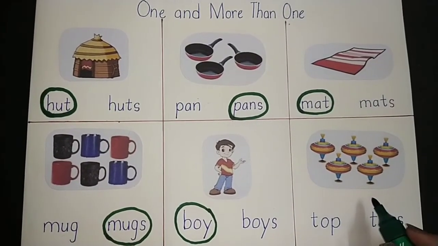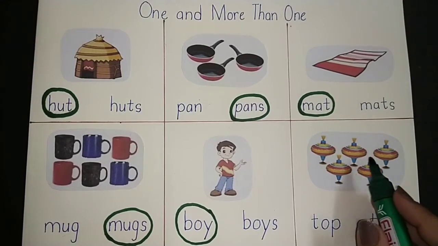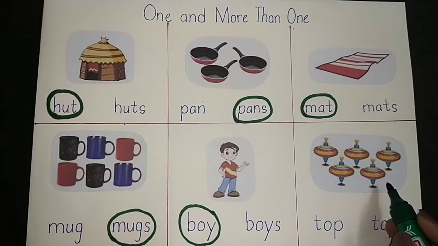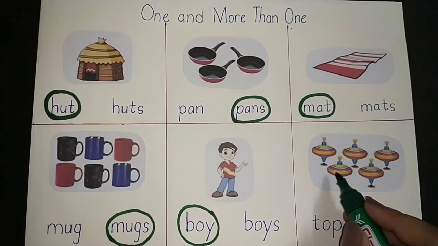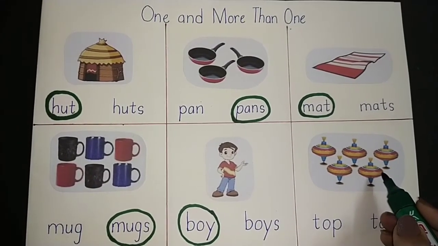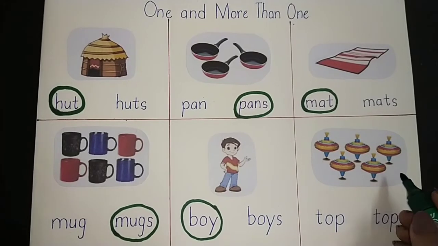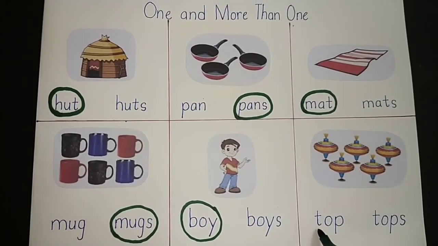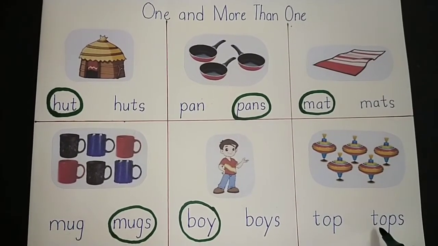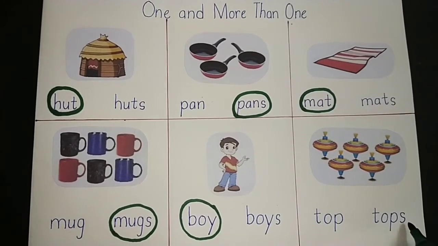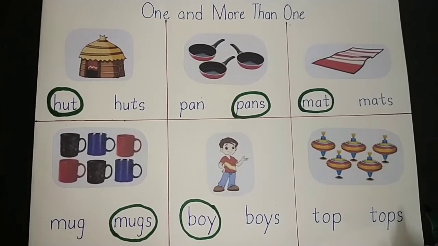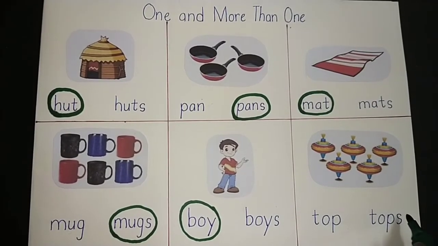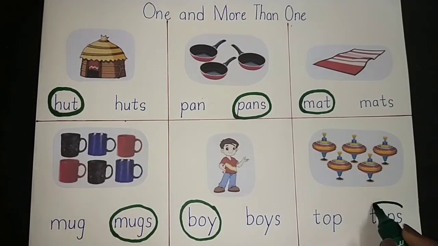Now kids, tell me, what are these? These are tops. How many tops are there? 1, 2, 3, 4, 5. There are 5 tops, right? So which is the correct word? T-O-P, top, or T-O-P-S, tops? There are more than one top. So we will circle the word tops.